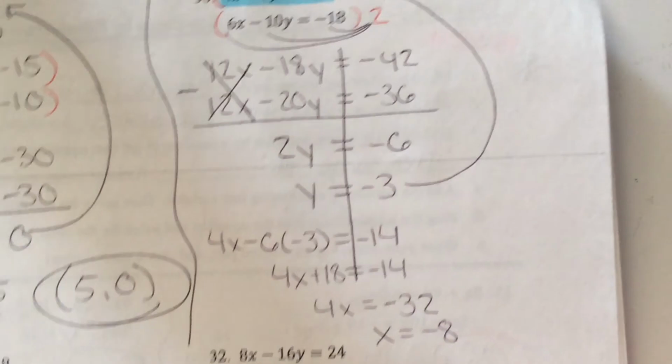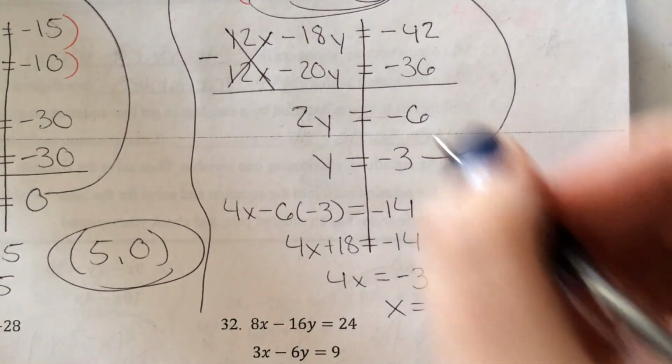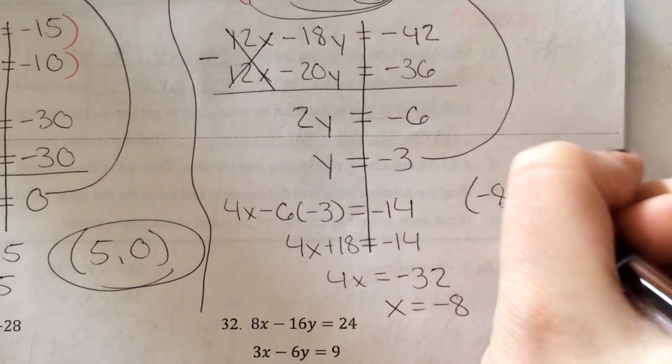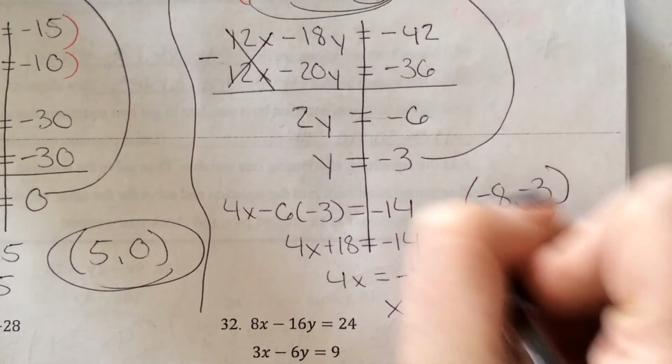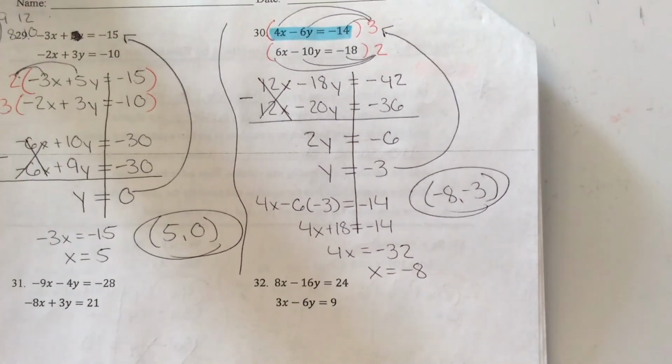All right. So, oops, sorry. I didn't realize it was cut off. So our answer here is -8 and -3. So write it as an ordered pair. And that's it.